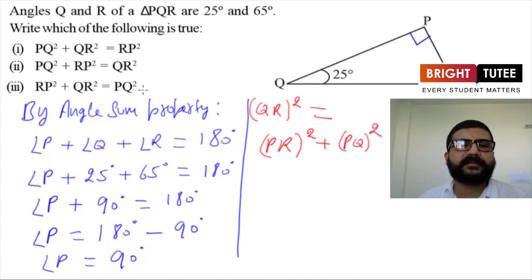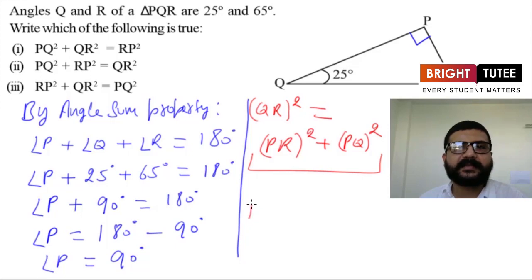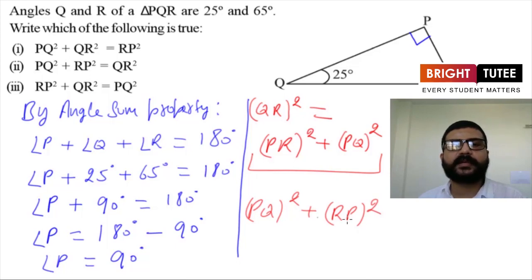Now see from here, what do you think, which statement is correct? Here we have, see the second statement carefully. PQ square plus RP square is equal to QR square. Now let's rewrite this equation. We can write this as PQ square plus PR square, or we can write this as RP square, because PR and RP are same thing only. Now PQ square plus RP square is equal to QR square here. So this is equal to QR square now.